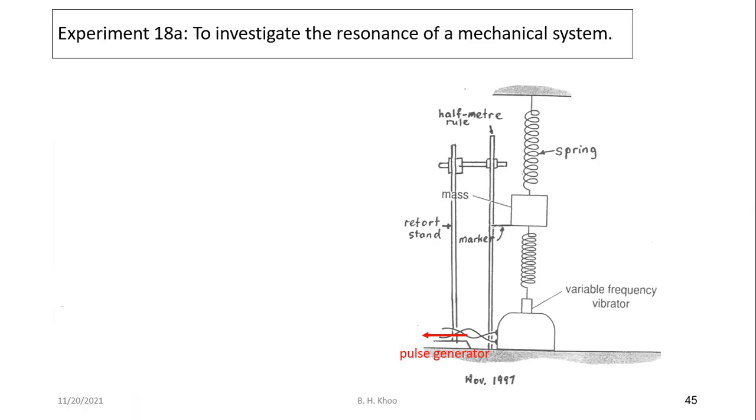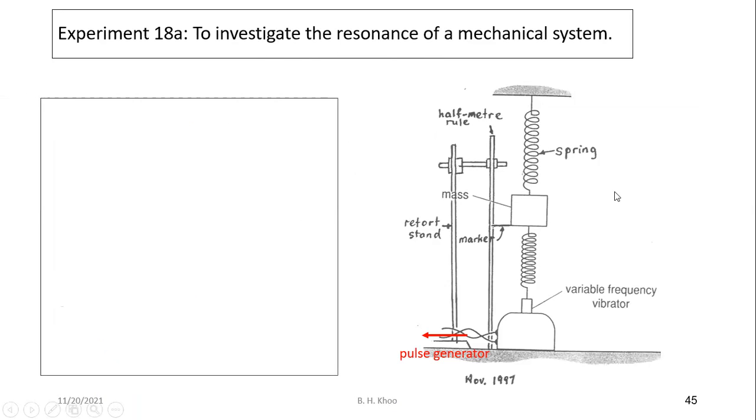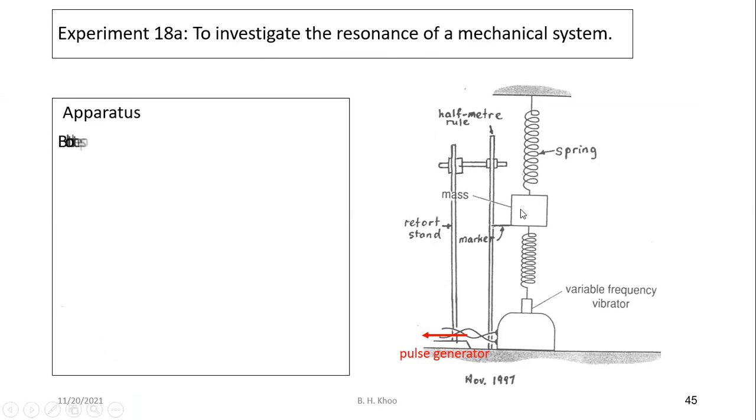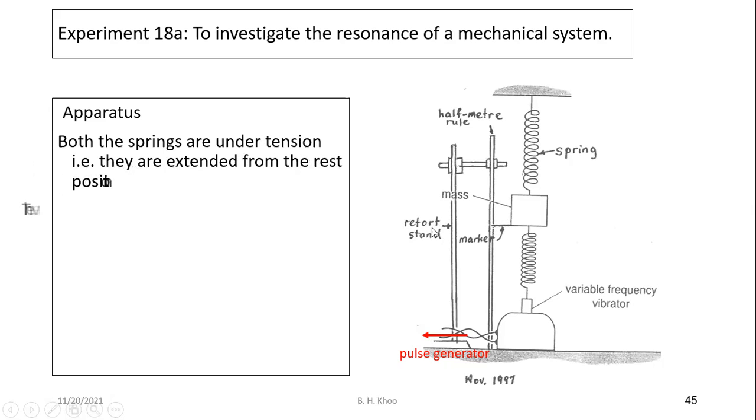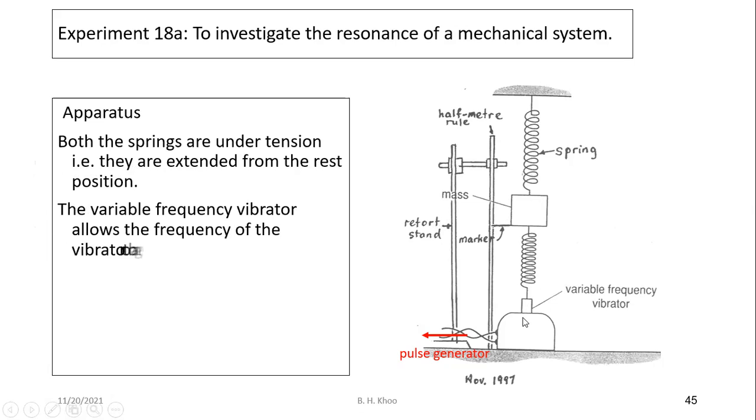Now you can do an experiment to investigate resonance. There's your block of wood. You can put a pointer there. There's your half meter rule. We use a retort stand to clamp it. There's your spring. This is your two-stretch spring. This is a vibrator. The purpose of this vibrator is to push it up and down, as the name says, vibrating up and down.